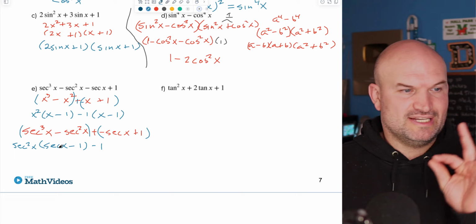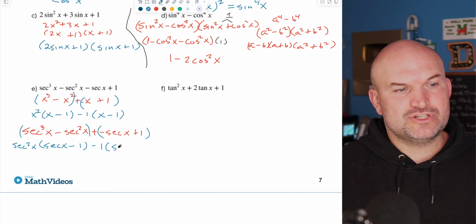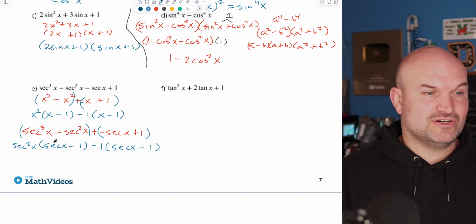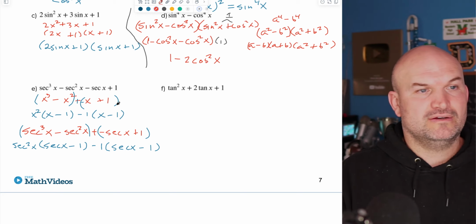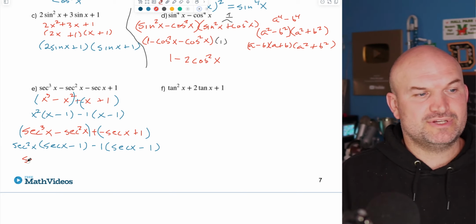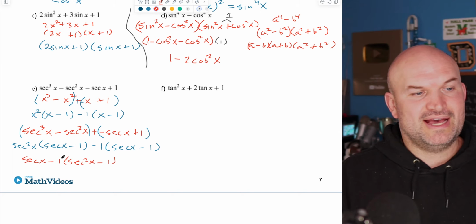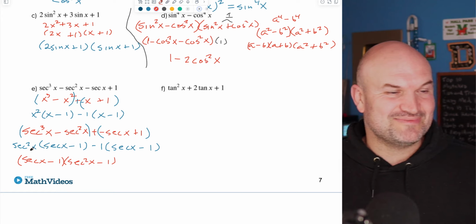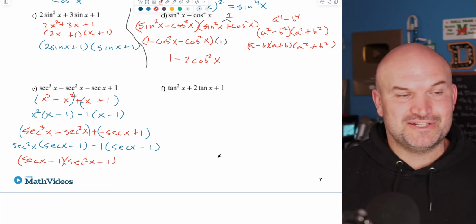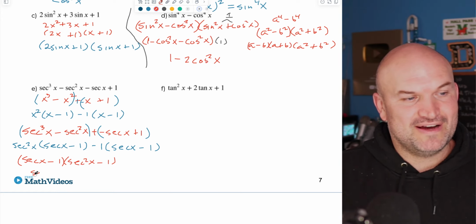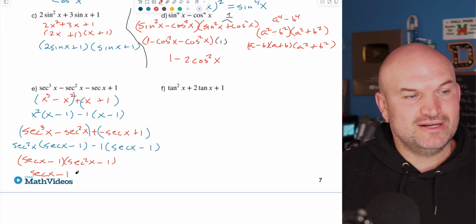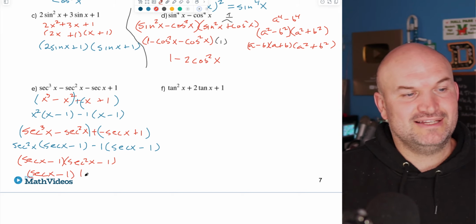Because again, your goal is to get these to be exactly the same, which is going to be a secant of x minus 1. Now, factor out the secant of x minus 1, since that is shared in both of them. So you're left with a secant of x minus 1, times a secant squared of x minus 1. Now again, I'm seeing that secant squared of x minus 1. Immediately my brain goes to tangent. So my final answer is a secant of x minus 1 times a tangent squared of x.